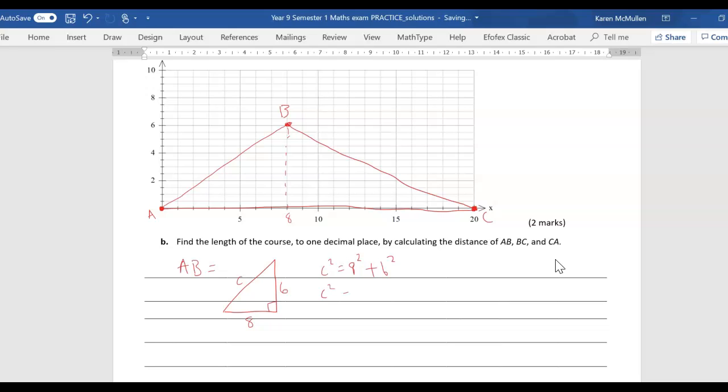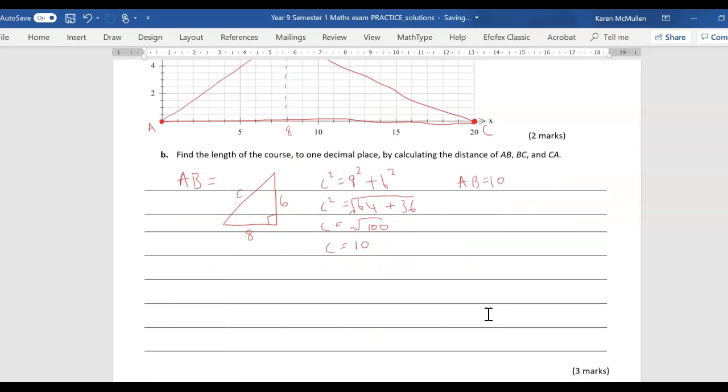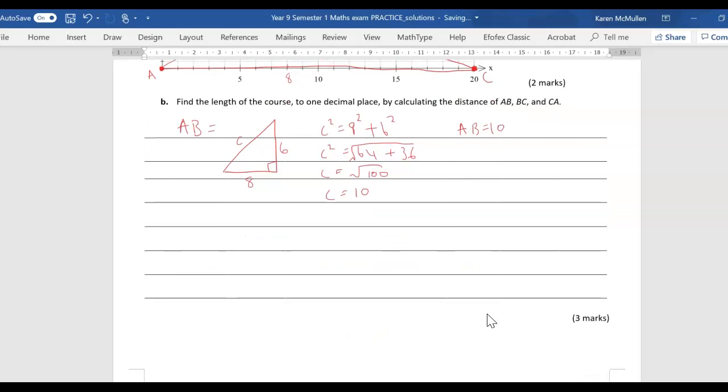Just going to quickly do it. So 64 plus 36. Oh, that's nice because it's going to be the square root of 100, which is 10. All right, so AB equals 10. I already know C to A is 20, but we just got to do BC now. So I'll do BC underneath. All right, so that's our other triangle.